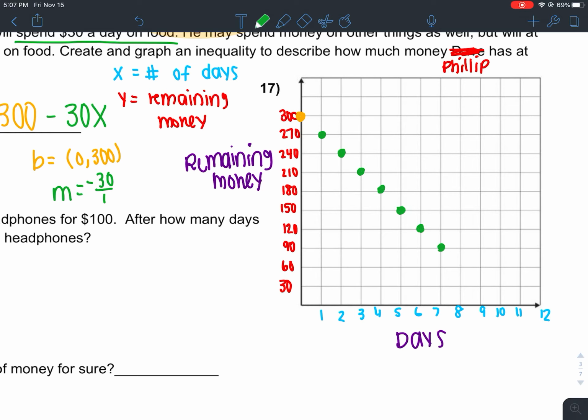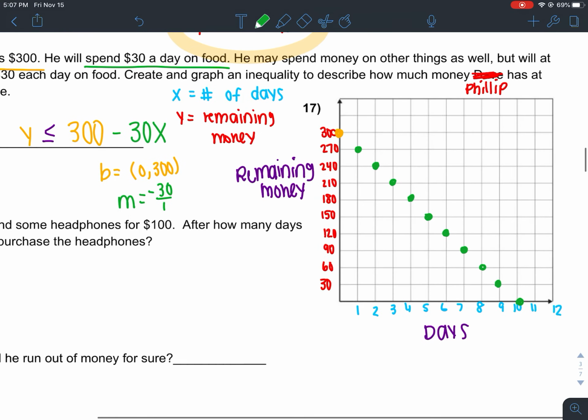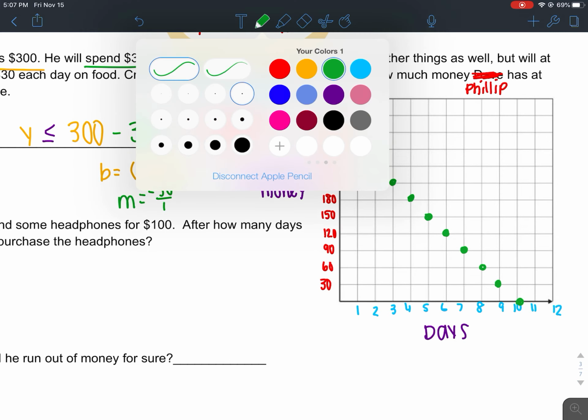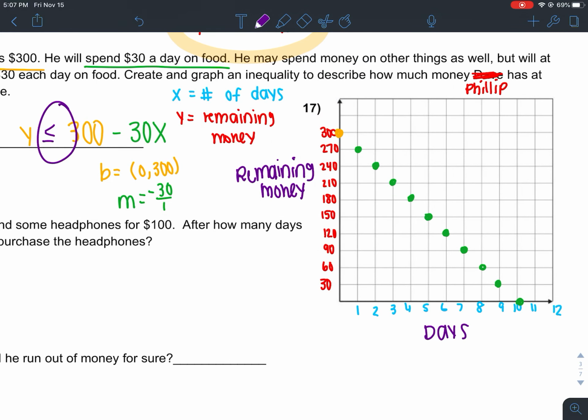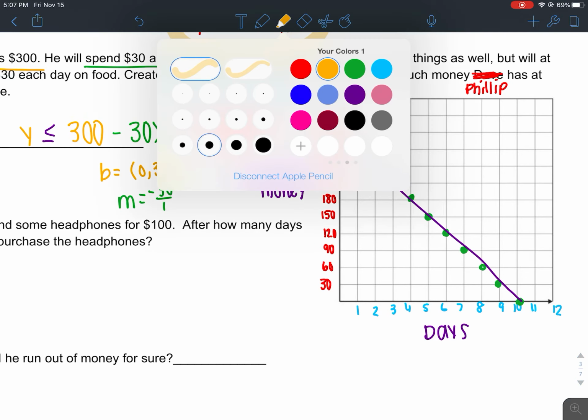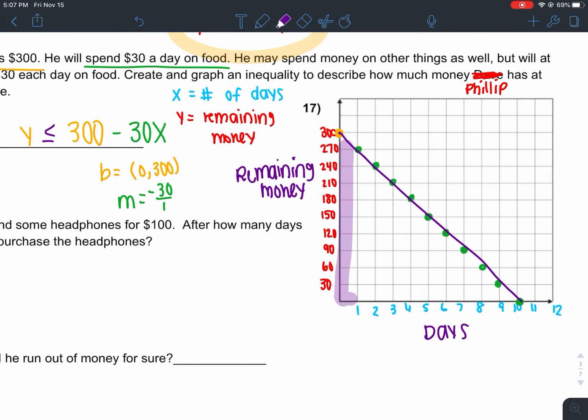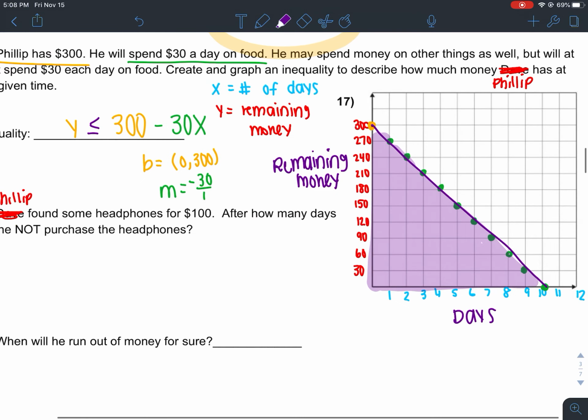Okay, now, would this be a solid line or a dotted line? This would be a solid line because we have less than or equal to. Equal to makes it solid. But when I have inequalities, I also need to shade. Because this is less than, we shade below. Greater than, you shade above. So we'll go ahead and shade our entire side over here. Go ahead and color this all in. All right, so I've shaded it over there.